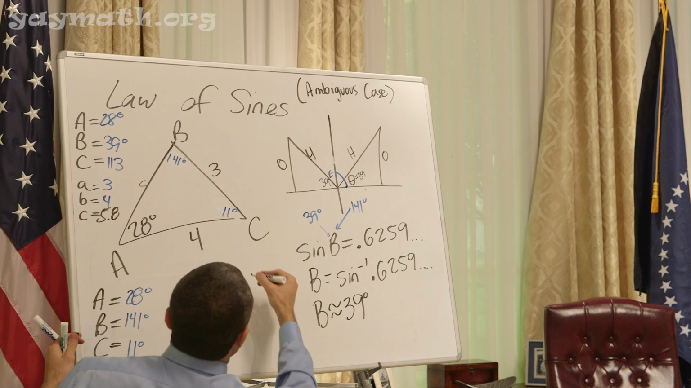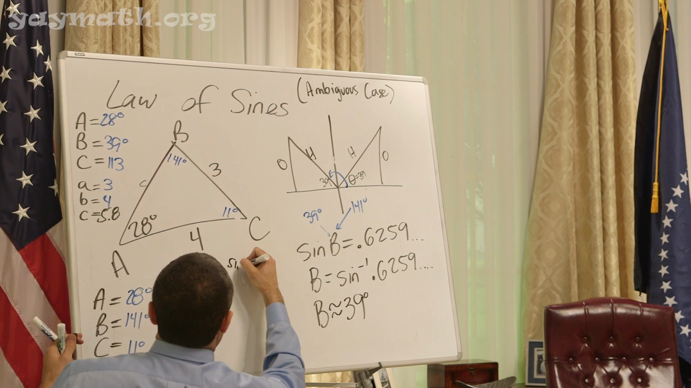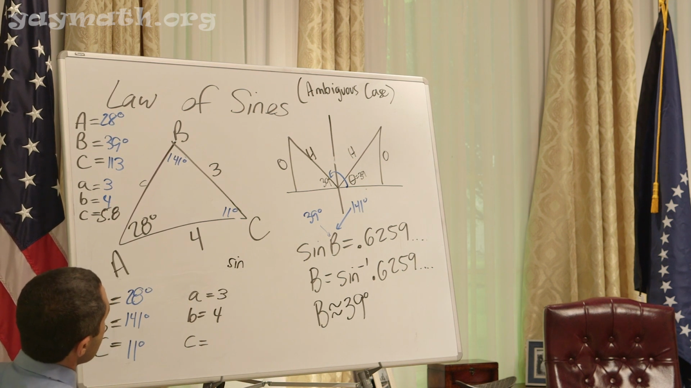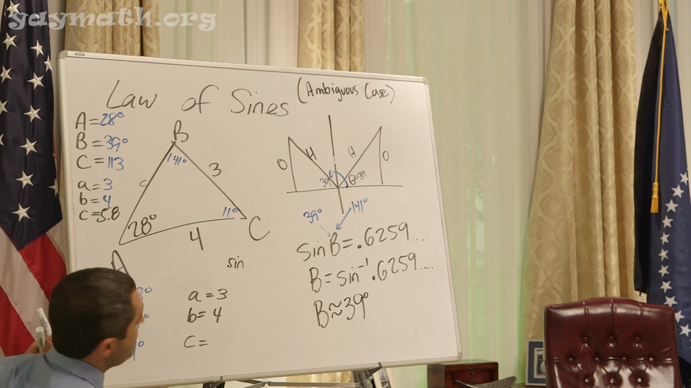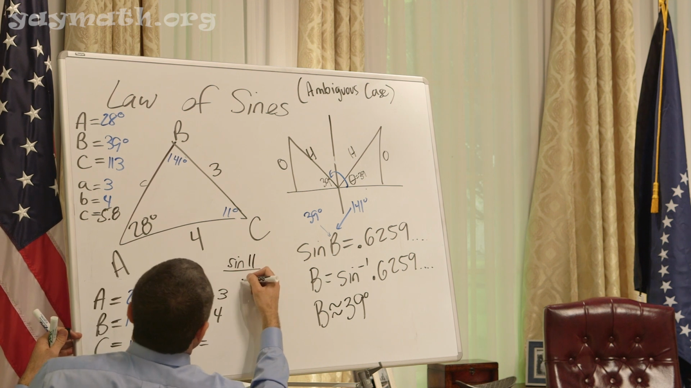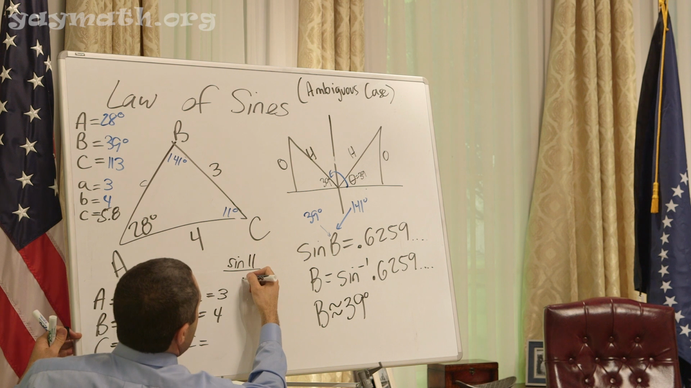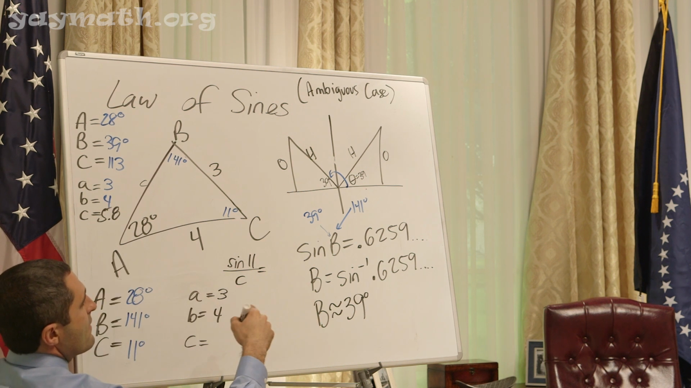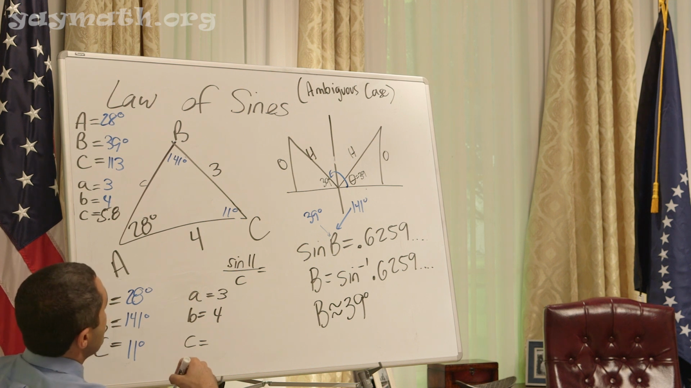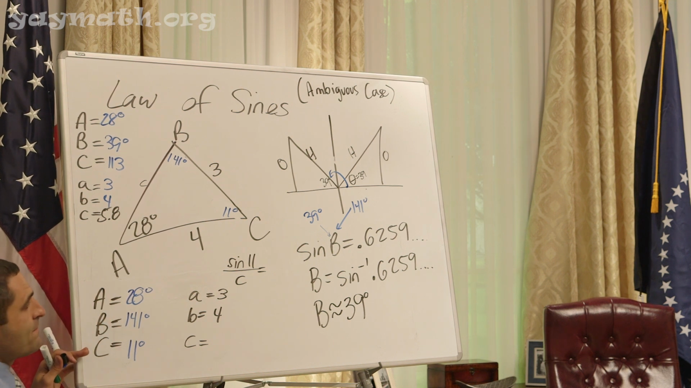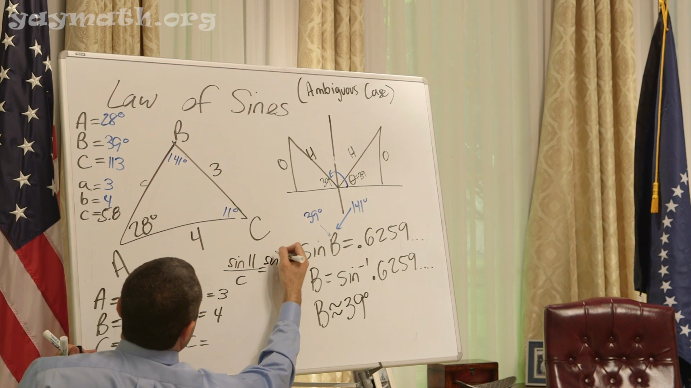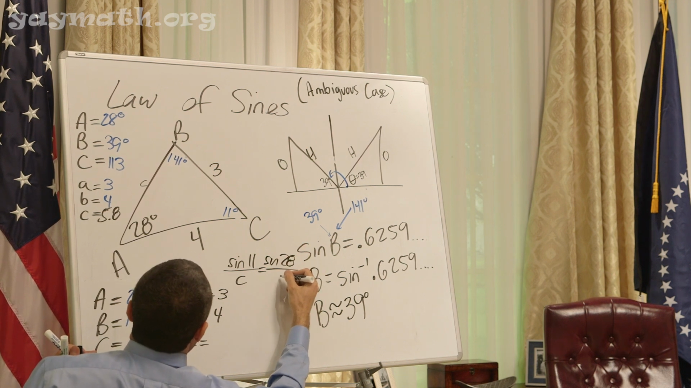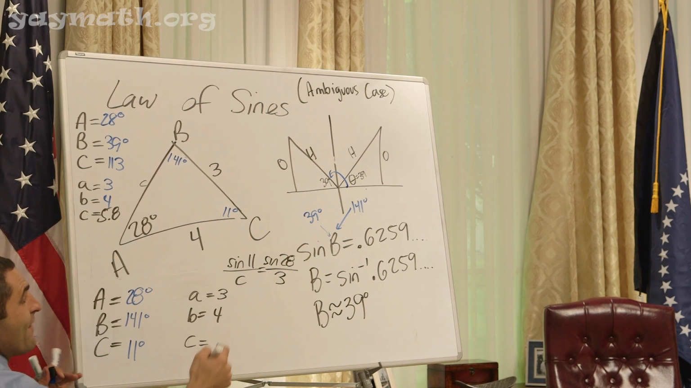It would be sine of what angle? C, which we know is 11. So sine 11 over C equals sine of what over what? Given information is the B best, or A. Let's do the one we were given. Sine 28 over 3. And that would be the way to get the last part of the second triangle.